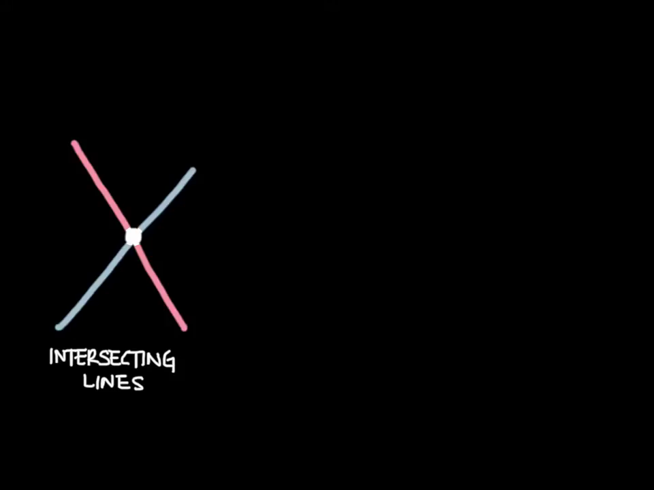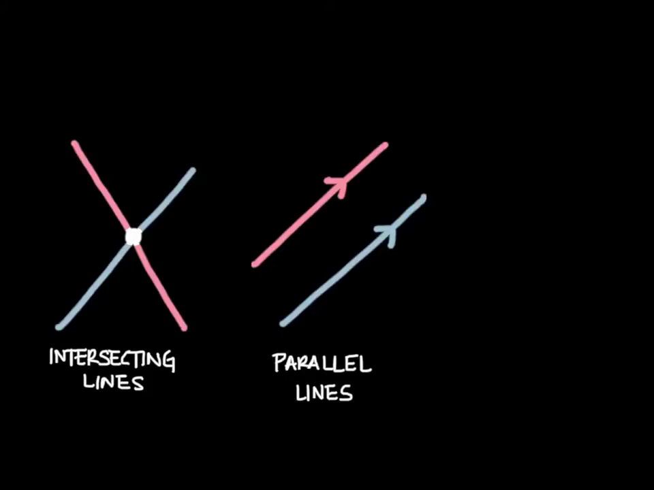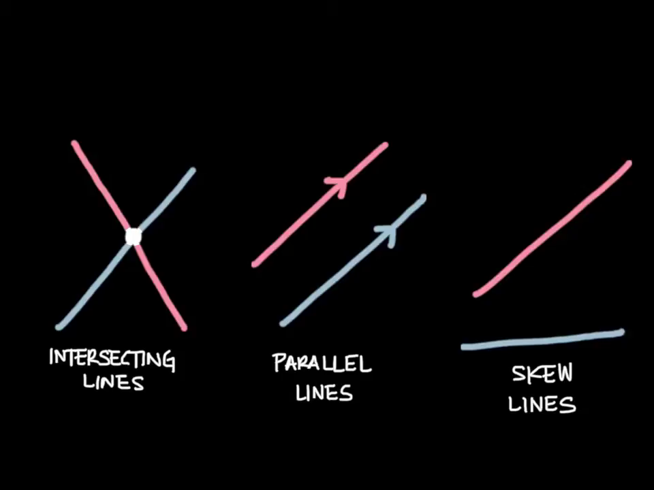There are three basic scenarios for two lines to coexist in R3. One of them is intersecting lines. The second is parallel lines. And the third, most complicated instance is skew lines, where the lines are neither parallel nor are they intersecting.